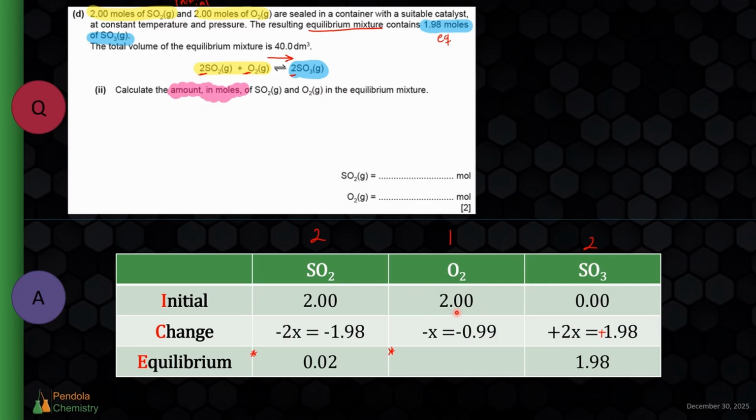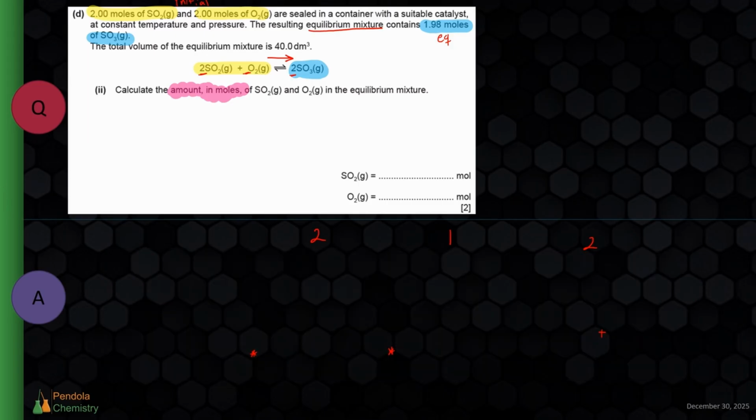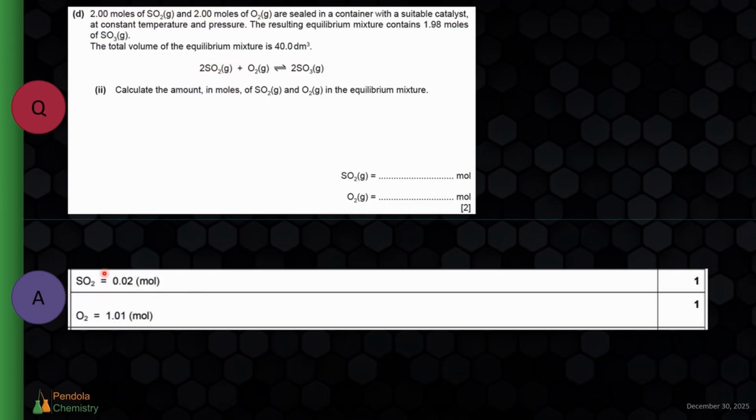If we started with 2 moles of O2, and it changed by negative 0.99, so if we subtract 0.99 from 2, we get an equilibrium amount of 1.01 for O2. Or an equilibrium number of moles, sorry, because we're not doing concentration right now. And so what is the answer to this? What is the number of moles of SO2? 0.02. What is the number of moles of O2 at equilibrium? 1.01. And so we can see here, those are our answers.